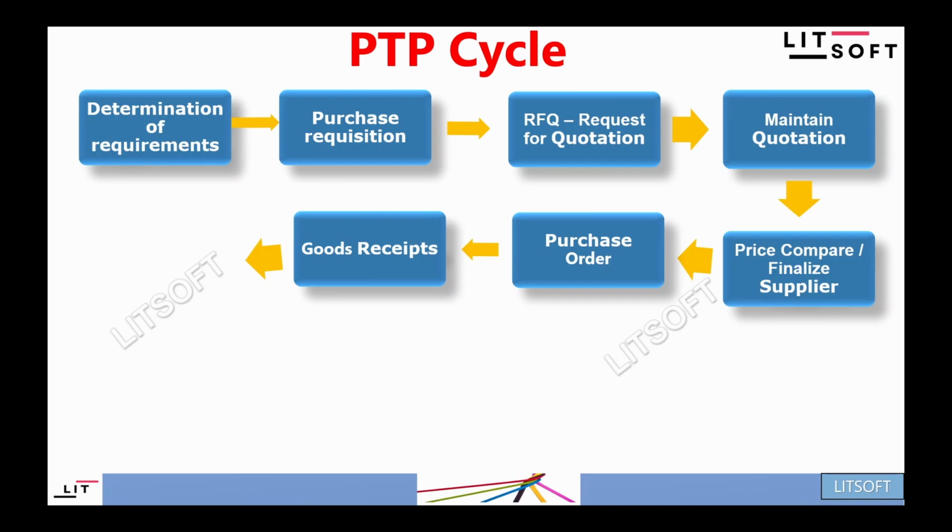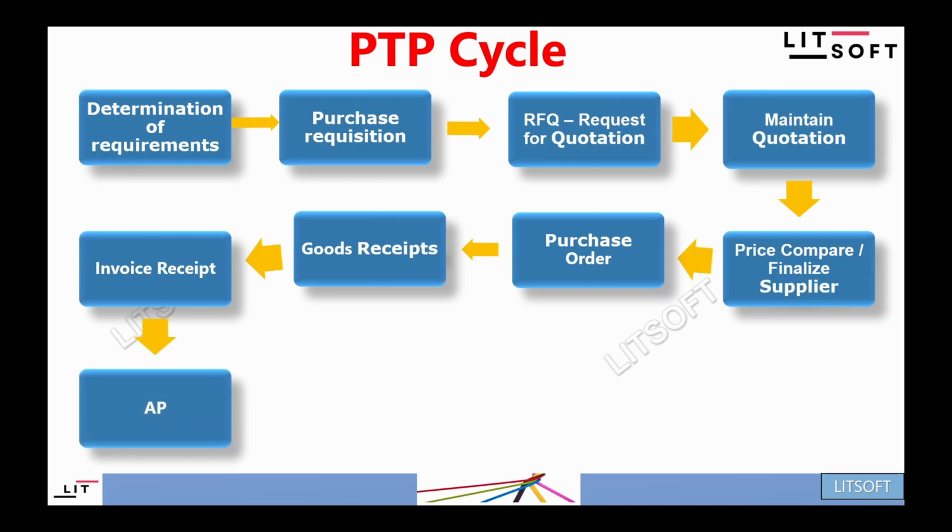In this scenario, we are going to talk about the purchase order again, and the goods receipt against the purchase order. Then against the goods receipt, I got the invoice receipt and I have updated it in the system. Then against the invoice amount, I'm going to make the payment, and the finance department will take care of that. This is the overall PTP cycle. If you see: purchase requisition, RFQ, maintain quotation, comparison, then purchase order, goods receipt, invoice receipt, and account payable. So this is the overall cycle.